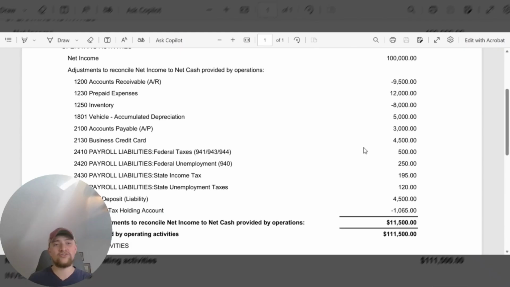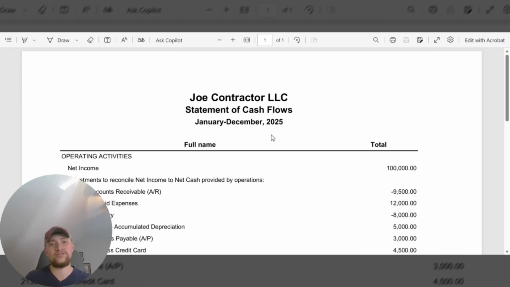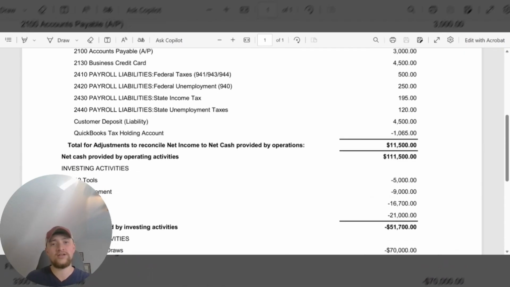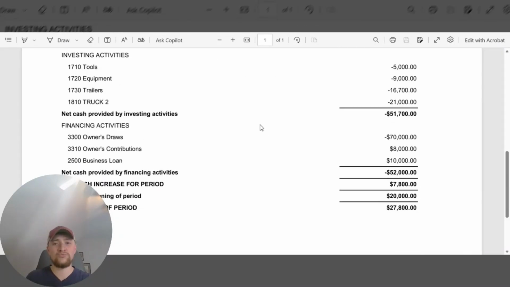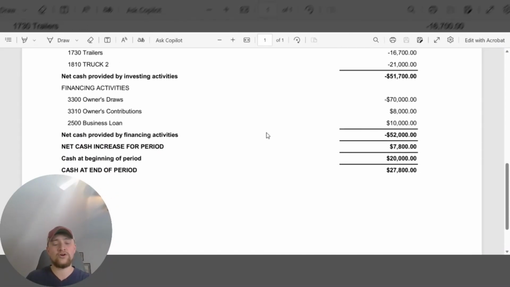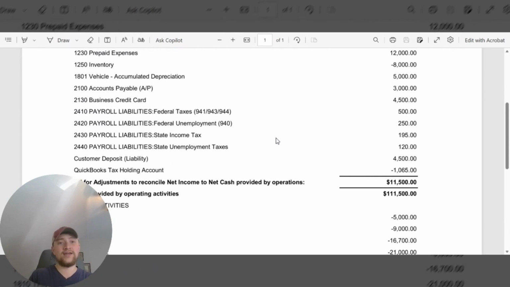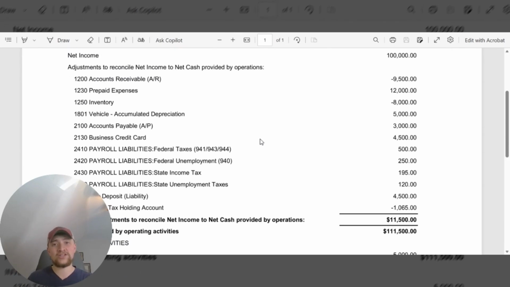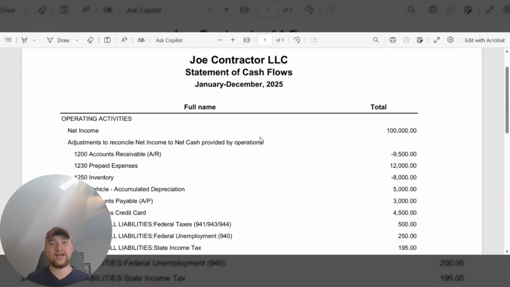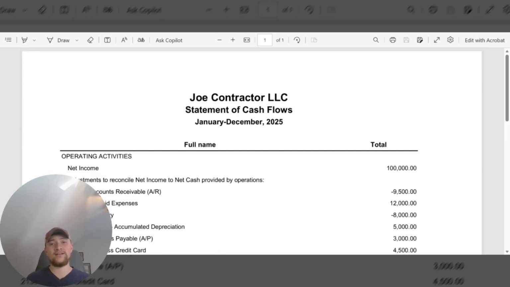So that's just a general understanding, basic understanding of the statement of cash flows. But super, super important to be reviewing this on a regular basis, because this is where you're going to really figure out what's happening with your cash. And like I said before, cash is king. Keep an eye on your cash, know what it's doing, analyze this statement on a regular basis. We'll jump into more analysis in future videos.